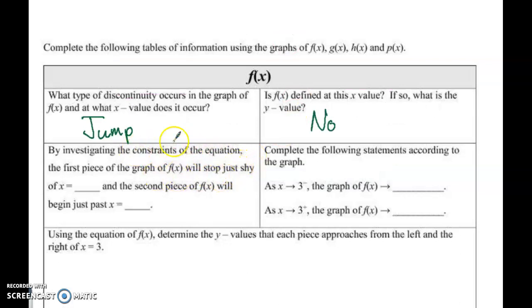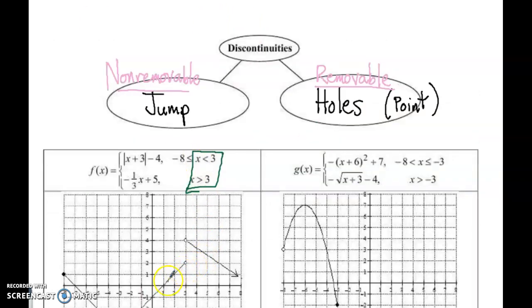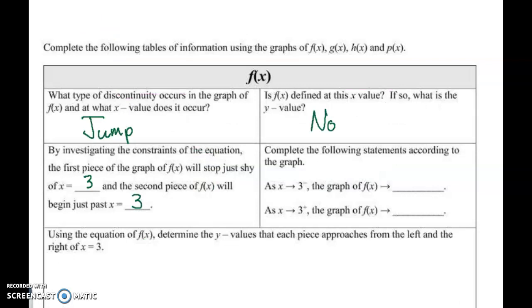So we're stopping just shy of x equals 3, and then the second piece begins to the right of x equals 3. And as x approaches 3 from the left, if we're looking at the graph, we're getting closer and closer to 2. And on the right side of x equals 3, we're getting closer and closer to 4. I hope I'm clear that I'm talking about the y value. So on the left side, it's 2, and on the right side, it's 4.